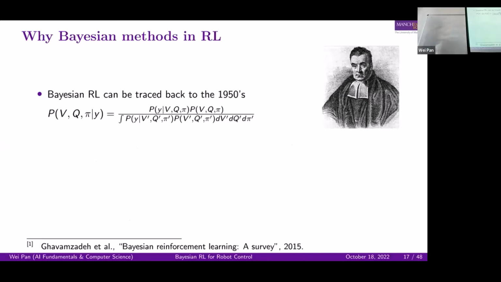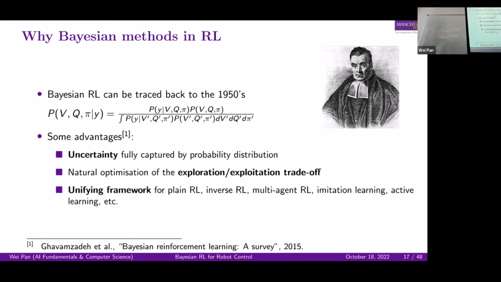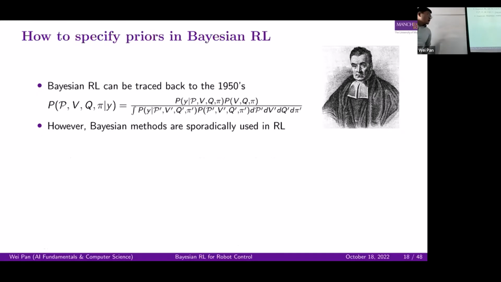So, okay. Of course, there are some advantages, because if you're using Bayesian learning, you can capture the uncertainty by a probability distribution, right? So you see the error bar in Mauricio's slide, right? And also, it is a natural optimization for the exploration and exploitation trade-off. And it's a unified framework for many other learning methods like planning, reinforcement learning, inverse reinforcement learning, multi-agent reinforcement learning, imitation learning, active learning, and so on and so forth.